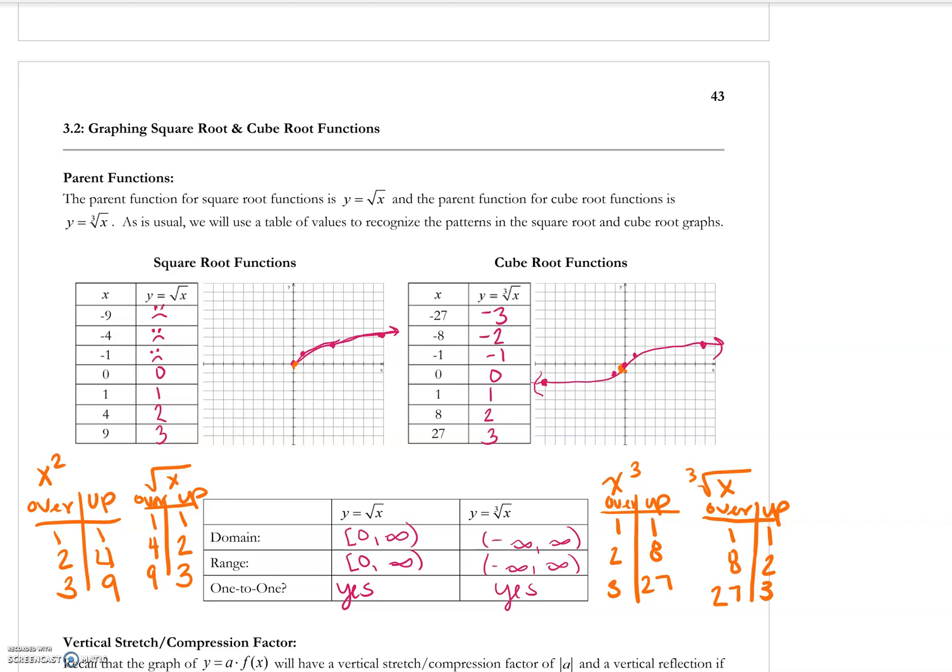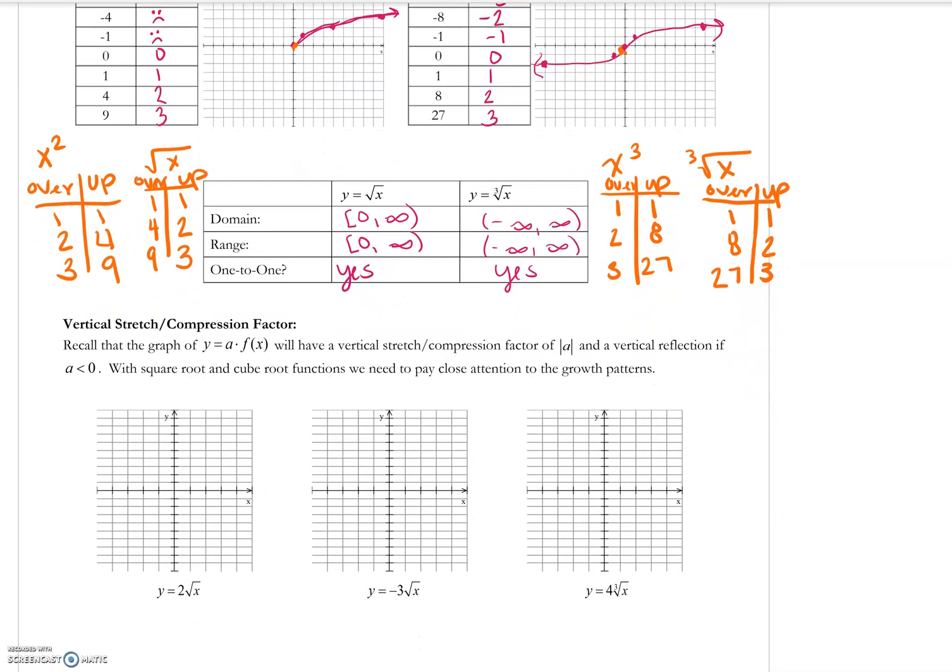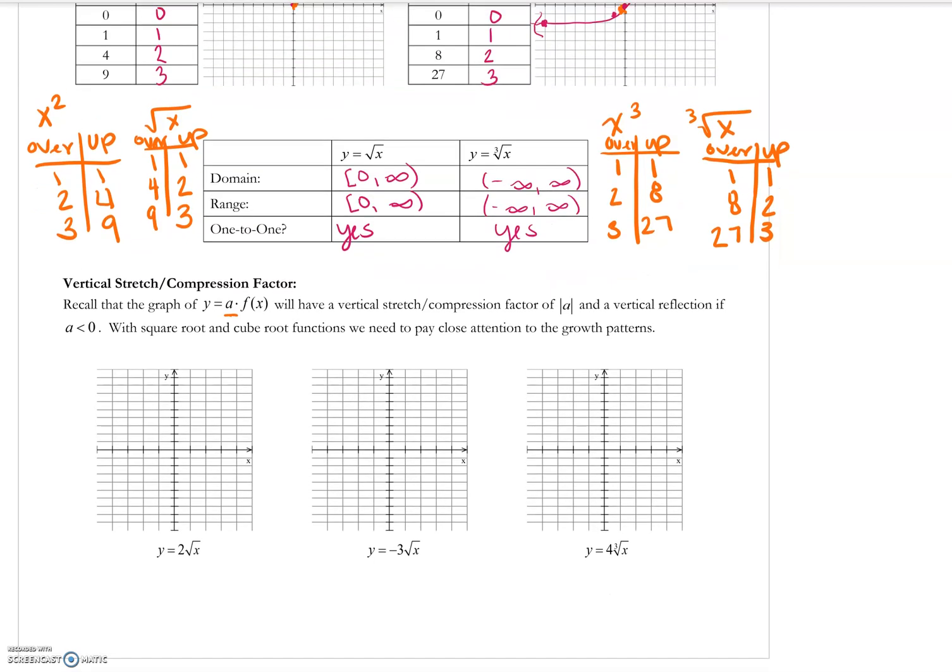So knowing those patterns now, we can graph with transformations, specifically stretches and compressions. Just like we have seen in all of the rest of our functions this year, these two functions are going to have a, h, and k values, where a is the number out in front, meaning it's going to be a vertical stretch or compression. So if I look at this function, 2 times the square root of x, that means I would have my square root function, but I'm stretching it by a factor of 2.